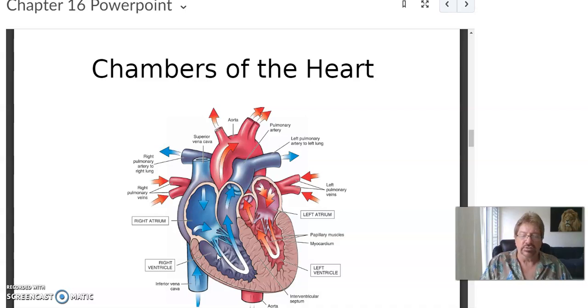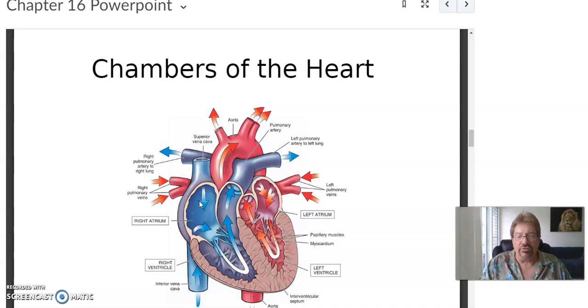Okay, so blood returns from the body after it's circulated all over into the superior vena cava and the inferior vena cava. These big gigantic veins. Veins always bring blood back to the heart. Arteries always take it away from the heart. So the superior and inferior vena cava empty into the right atrium.